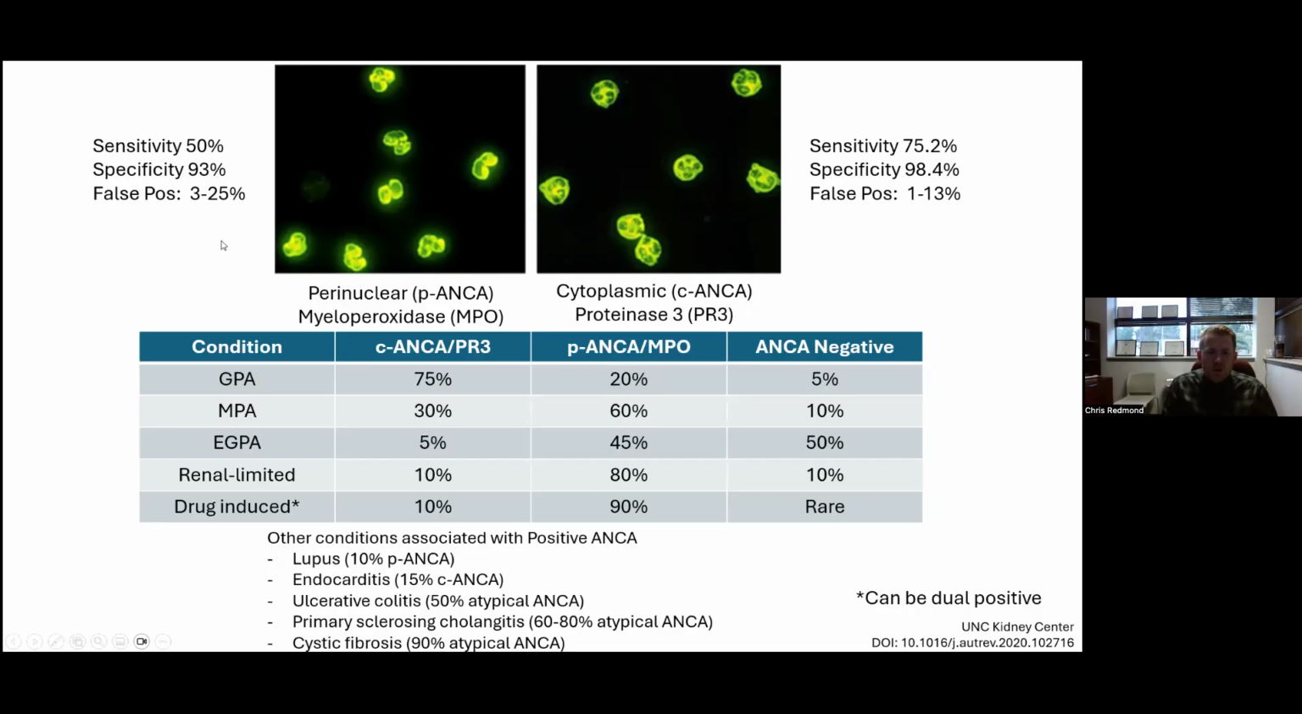False positive rates vary widely, a little higher for P-ANCAs and MPO than C-ANCAs and PR3. Also, if you have an ANCA without an MPO or vice versa, a lot of times that may be an indication of a false positive. But really, the false positive rate is dependent on your clinical scenario. The higher the pretest probability, so the higher your suspicion for ANCA-associated vasculitis, the lower the false positive rate.